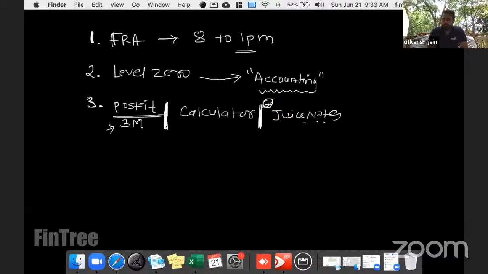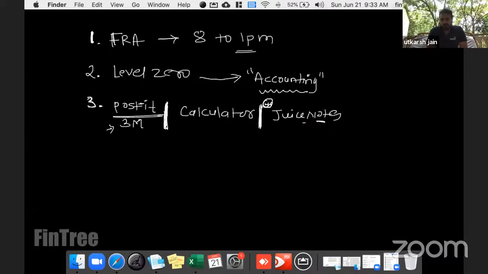we are not taking walk-ins right now for the simple reason that we have limited staff and we're just planning it properly. So in case you would like to come to the FinTree office to collect your juice notes, you basically have to schedule that with us. Otherwise, we'll figure out some way to distribute these juice notes to you.